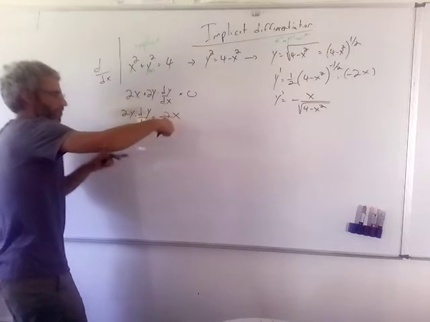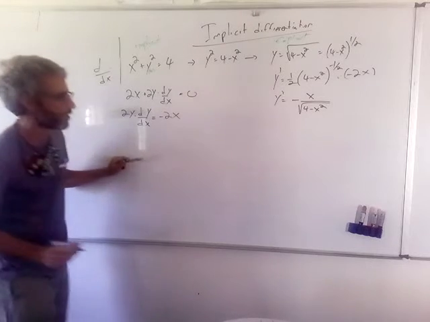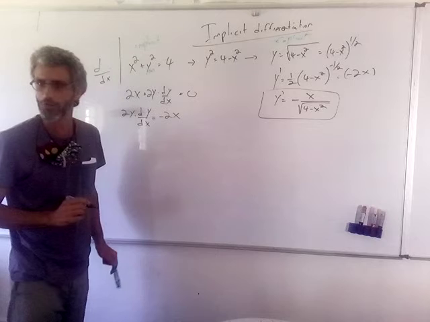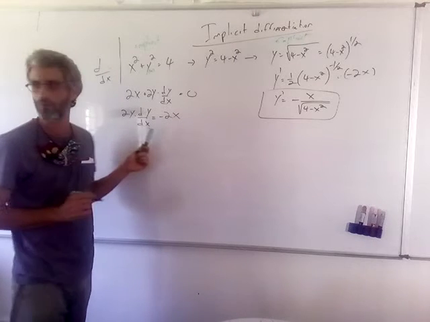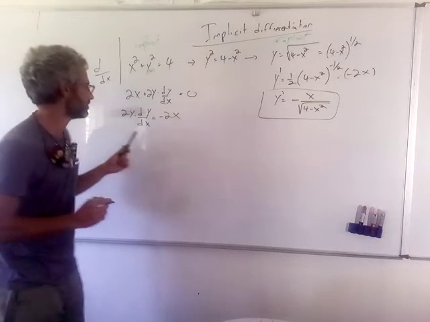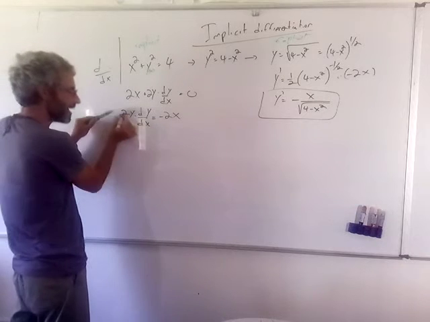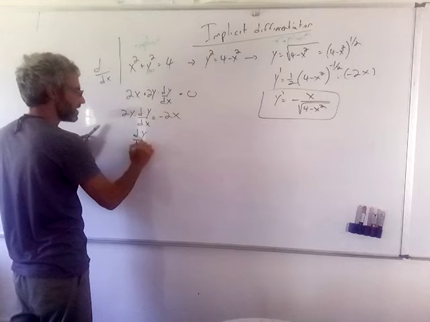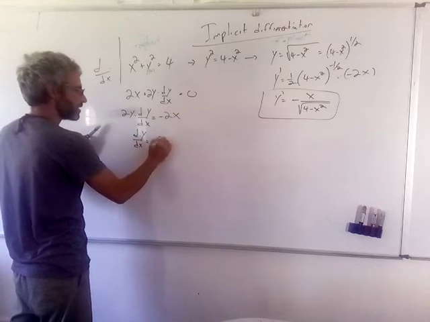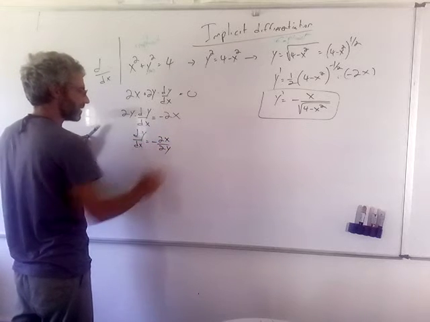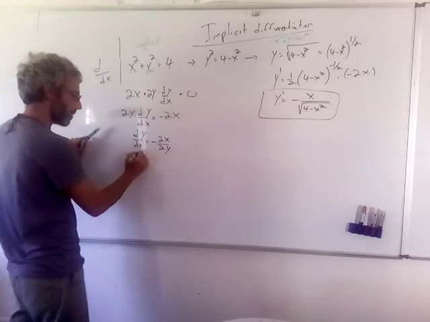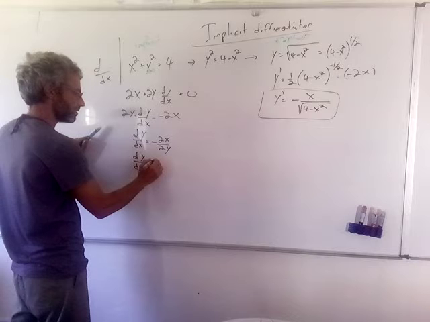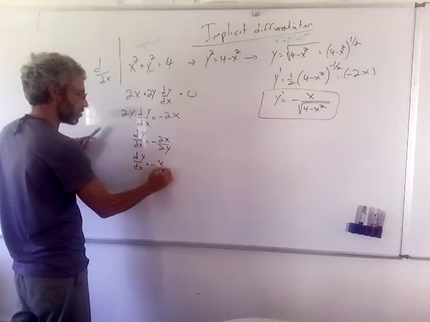Now I just want to remind you, what are we actually after? We're after the derivative of y. What I'm trying to do now is to solve for the derivative of y with respect to x. Now I'm going to divide by 2y. So dy by dx equals minus 2x divided by 2y. That means dy by dx equals minus x over y.